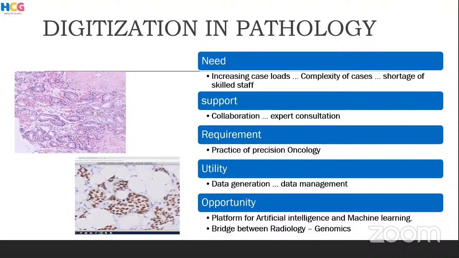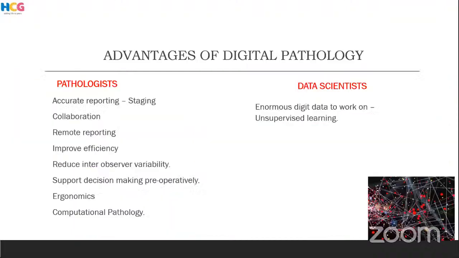Technology. So as I just enumerated, the technology allows for accurate staging through several measurements, etc. Then collaboration with the experts becomes easy. Remote reporting: you can sit in the comfort of your homes and report the cases. It improves the efficiency of the entire laboratory. It reduces inter-observer variability, supports decision-making by providing objective evidence, and it is very ergonomically designed. So there is no strain on the eyes, the posture, etc.